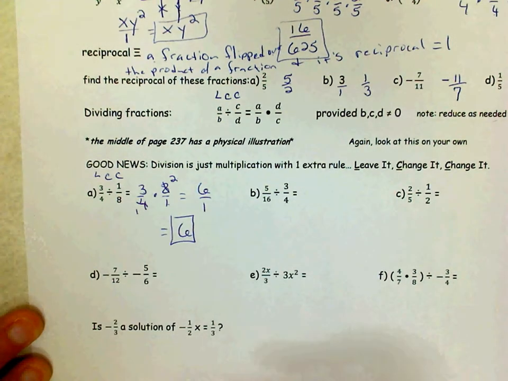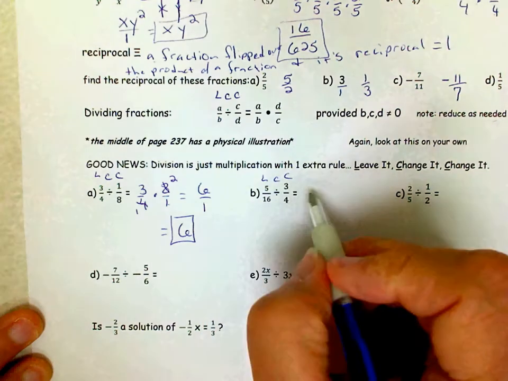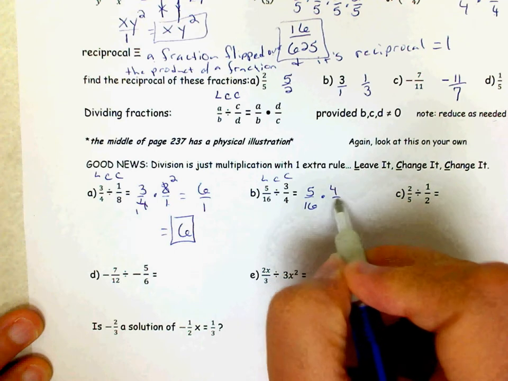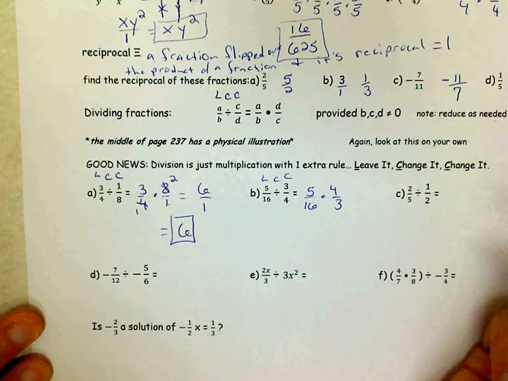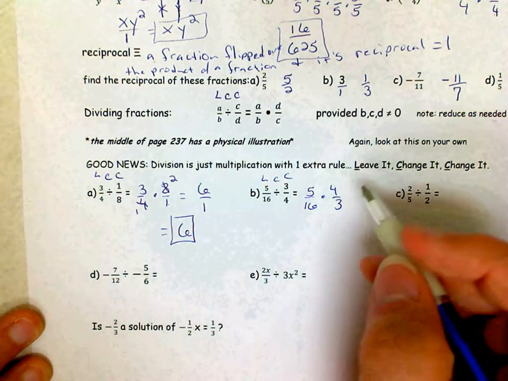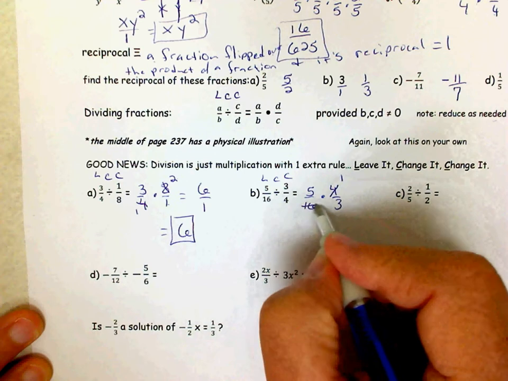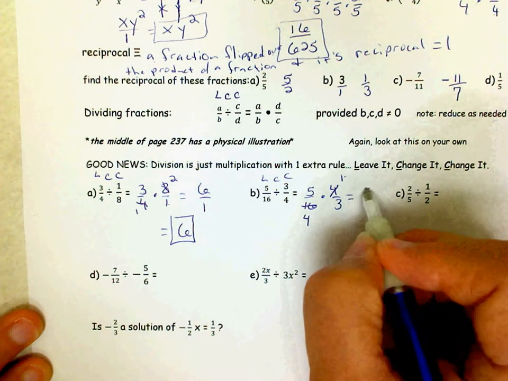Now, leave it, change it, change it. So 5/16 times 4/3. 3 does not go into 5, so I can't simplify that at all. But 4 goes into 4 once and into 16 4 times. 5 times 1 is 5, and 4 times 3 is 12.